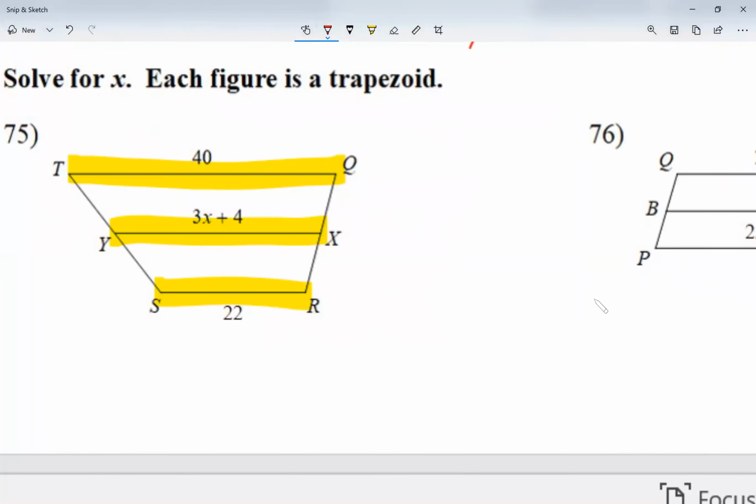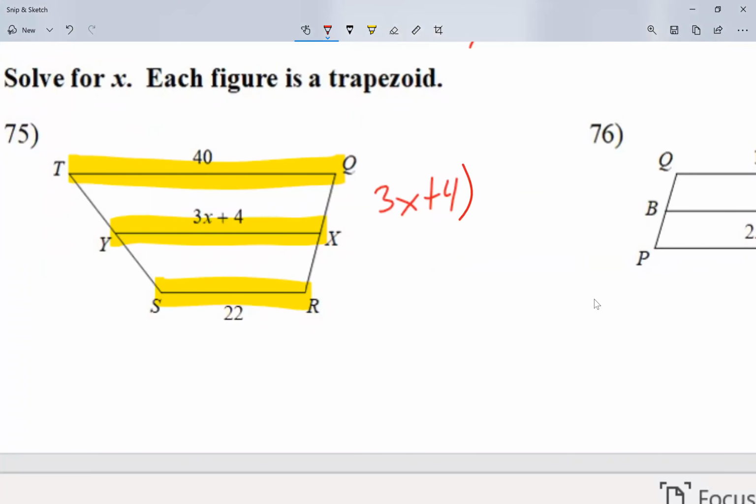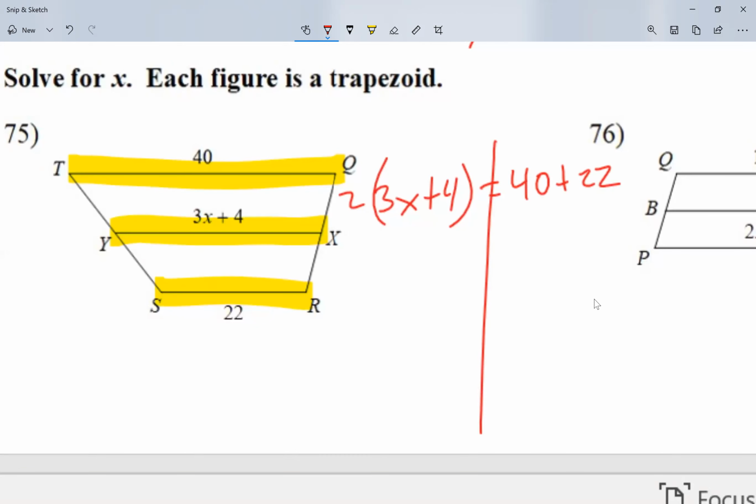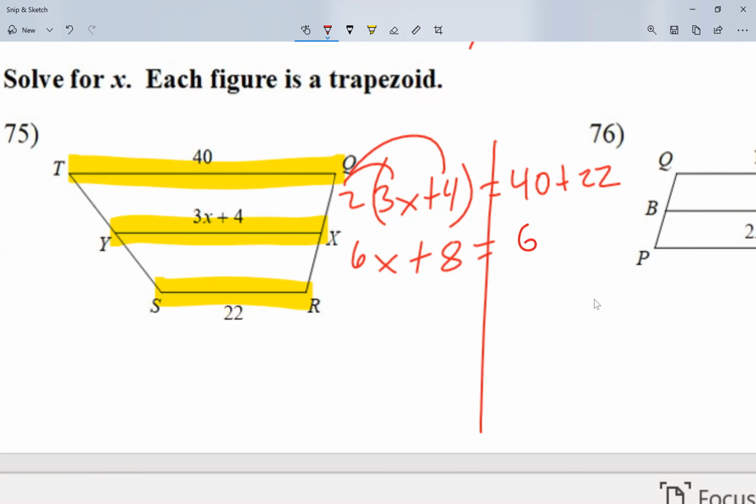So let me start with the mid-segment. 3x plus 4. I'm going to multiply all of this by 2 equals. Now the two sides, I'm going to just add them up. 40 plus 22. Let me separate my sides at the equal sign. Let me distribute the 2. So that's going to give me 6x plus 8. On the right side, 40 plus 22, let me just call that 62.